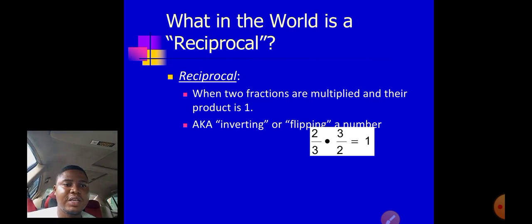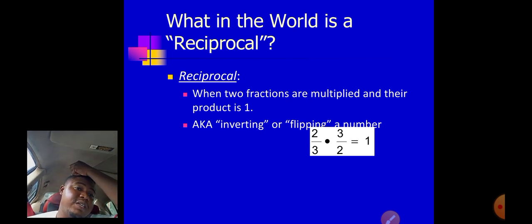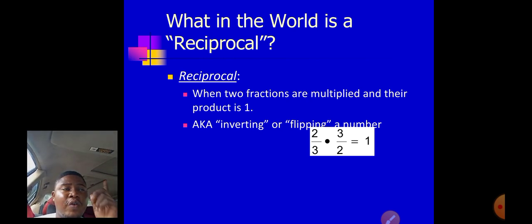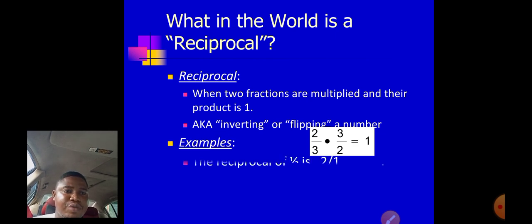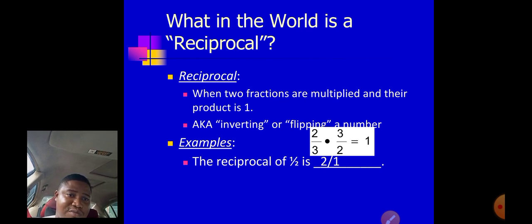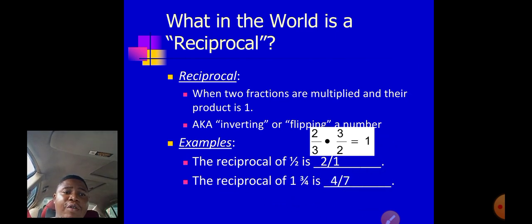Are we understanding that now? Inverting it. So when you invert a number, it is the reciprocal of the other. And when you multiply those two fractions, you will surely get 1. That's all about reciprocal. For instance, the reciprocal of half, 1 over 2, is 2 over 1. So we can simply say the reciprocal of 1 over 2 is 2.